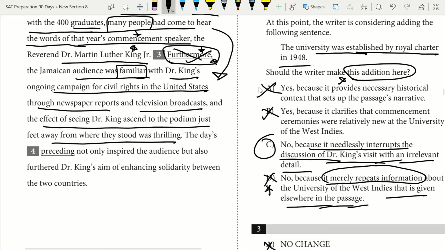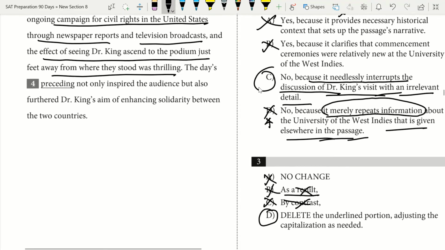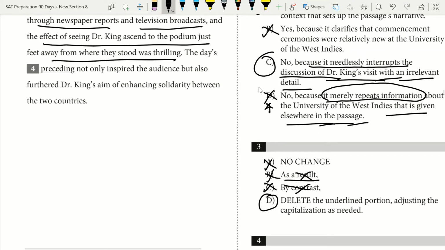Okay, so if we were to read that, then we would just have: the audience was familiar with Dr. King's ongoing campaign for civil rights in the United States, which is not really that much connected to our previous sentence. Our previous sentence was talking about things that were going on in Jamaica, all those people gathering there, and then now we're just talking about how familiar they were. Okay, so there's not really a word we can use to connect it, and we definitely cannot use a word that was given to us. So our answer there is going to be D for 3.